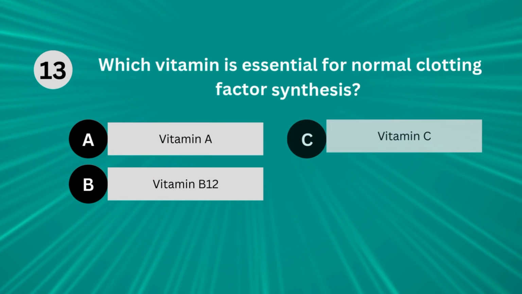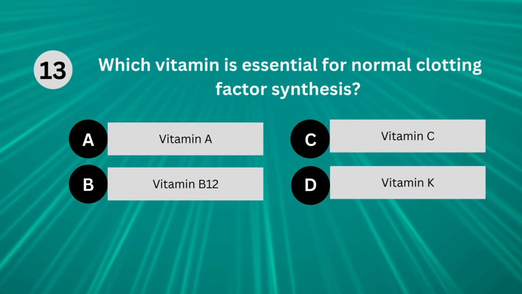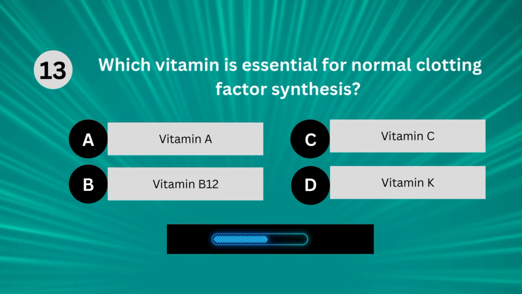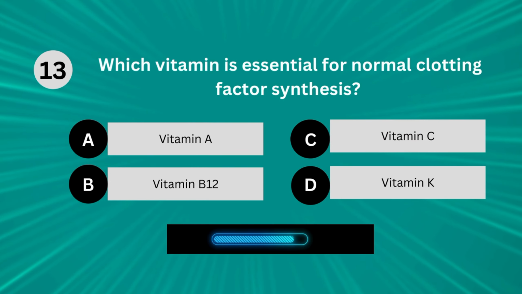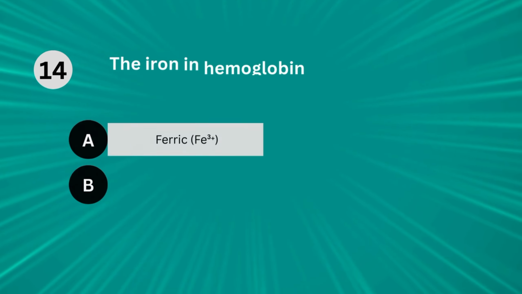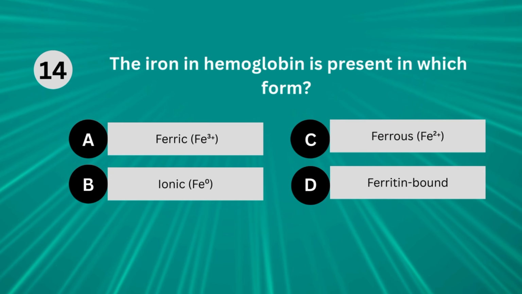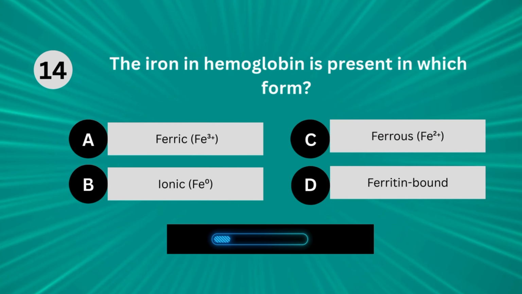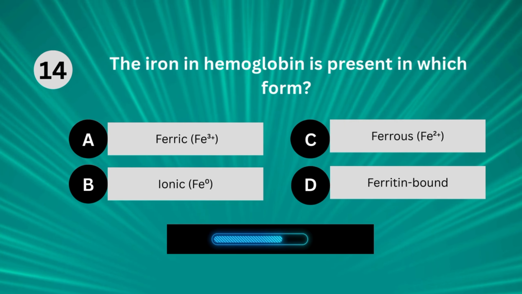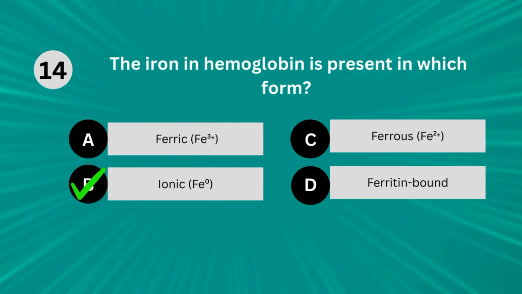Which vitamin is essential for normal clotting factor synthesis? Vitamin K. The iron in hemoglobin is present in which form? Ionic form.